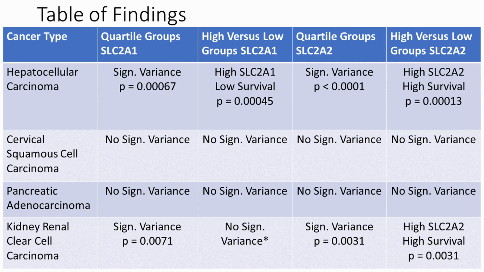So here's a table of my findings. The hepatocellular carcinoma findings were from our model paper, but the other three cancer types were not investigated previously. Cervical squamous cell carcinoma and pancreatic adenocarcinoma did not show significant variance, but the kidney renal clear cell carcinoma appears to have significant variance in survival curves for expression of SLC2A1 and SLC2A2.